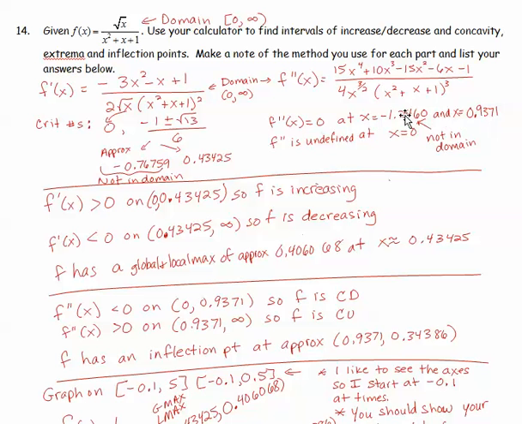All right, and then our second derivative, let's test for concavity. So we want to test the intervals, and again, remember we don't care about this negative interval because it's not in the domain. So we only have to test between 0 and 0.9371, and then from 0.9371 to infinity. And sure enough, the second derivative changes sign. So we've located an inflection point. So our graph is concave down and then concave up.